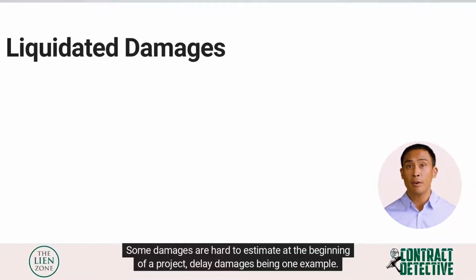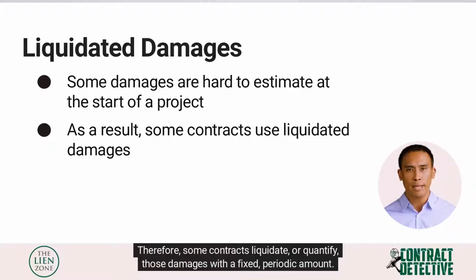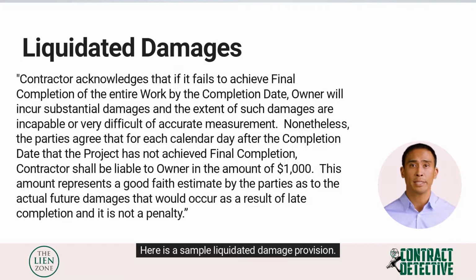Some damages are hard to estimate at the beginning of a project, delayed damages being one example. Therefore, some contracts liquidate or quantify those damages with a fixed periodic amount. Here is a sample liquidated damage provision.